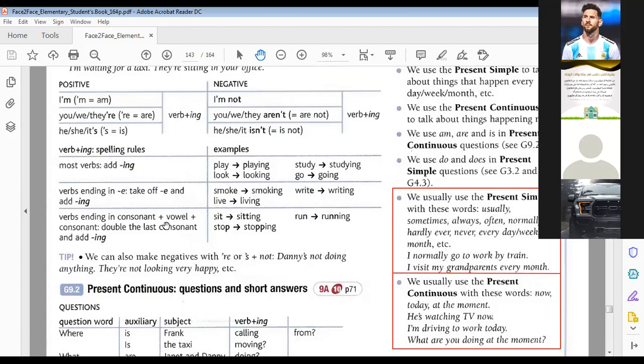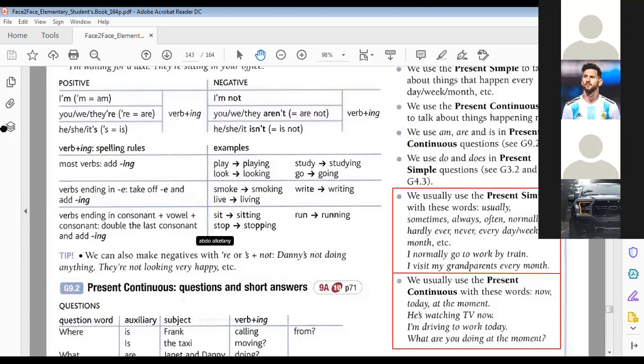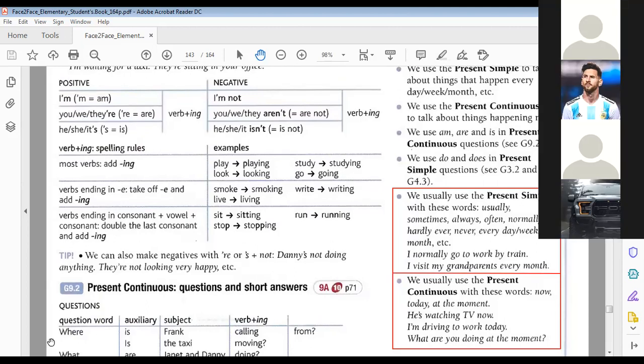Yes. Okay, Aisha, can you see the book? Aisha disconnected. Okay, no problem.